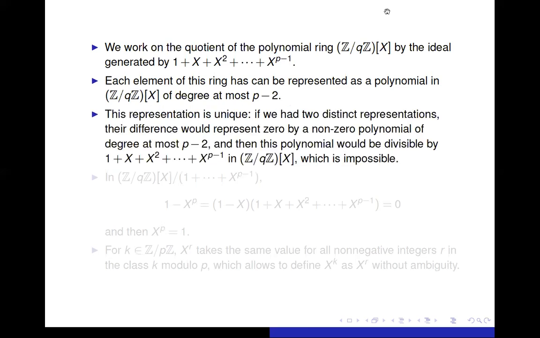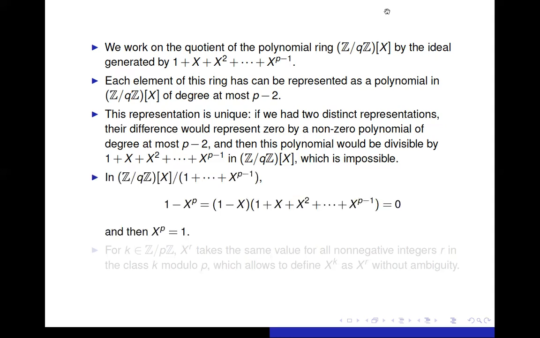And the representation is unique because if we have two representations by polynomials of degree at most p-2, then the difference would be a representation of 0. But then in the polynomial ring Z/qZ[x], the polynomial representing 0 would be a multiple of 1 + x + ... + x^(p-1). And this is not possible. So we have a unique representation.